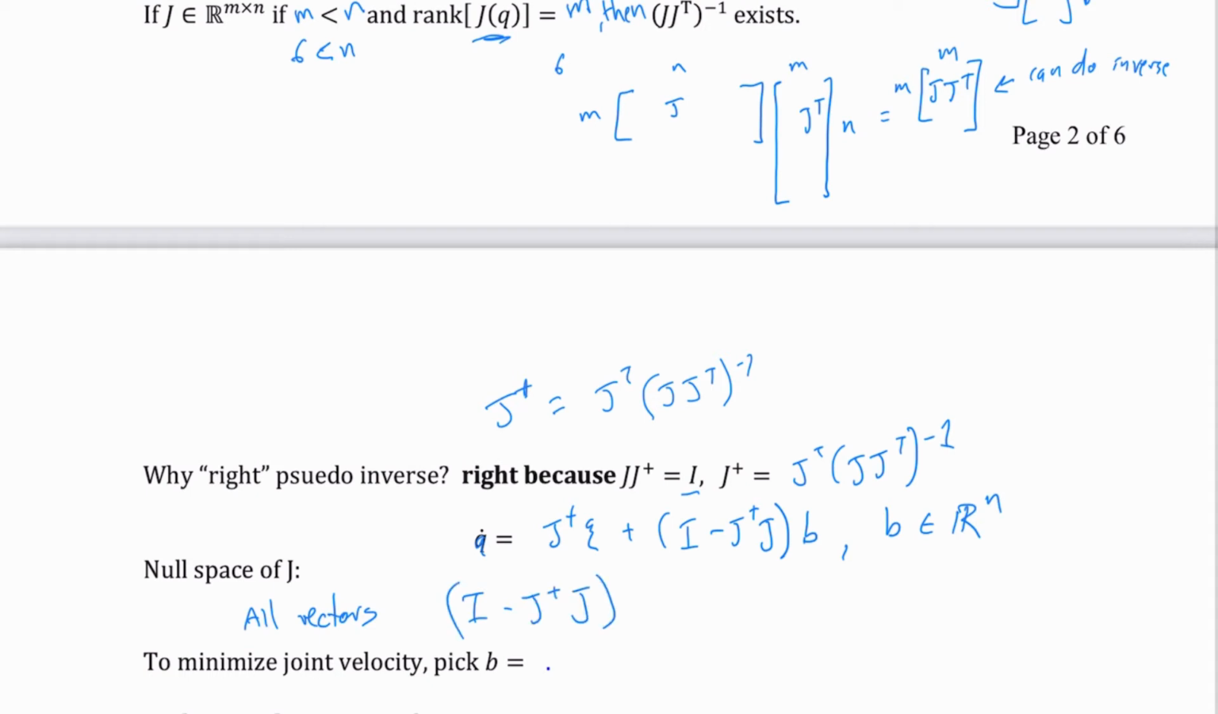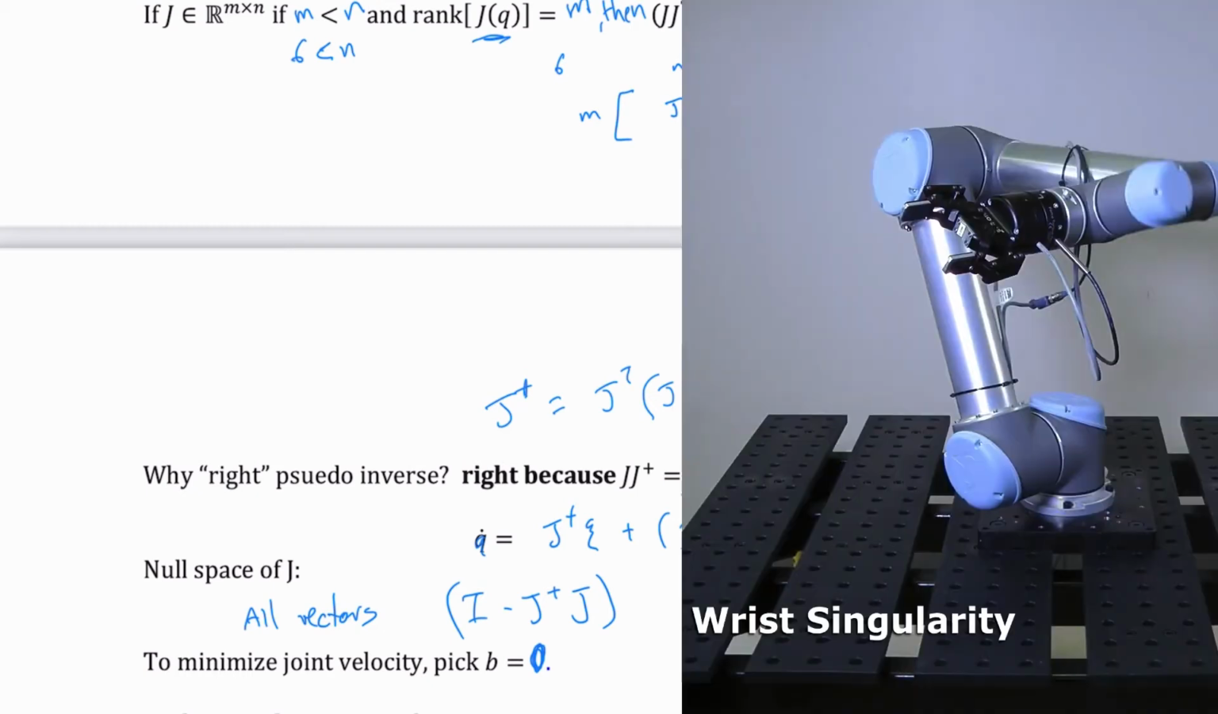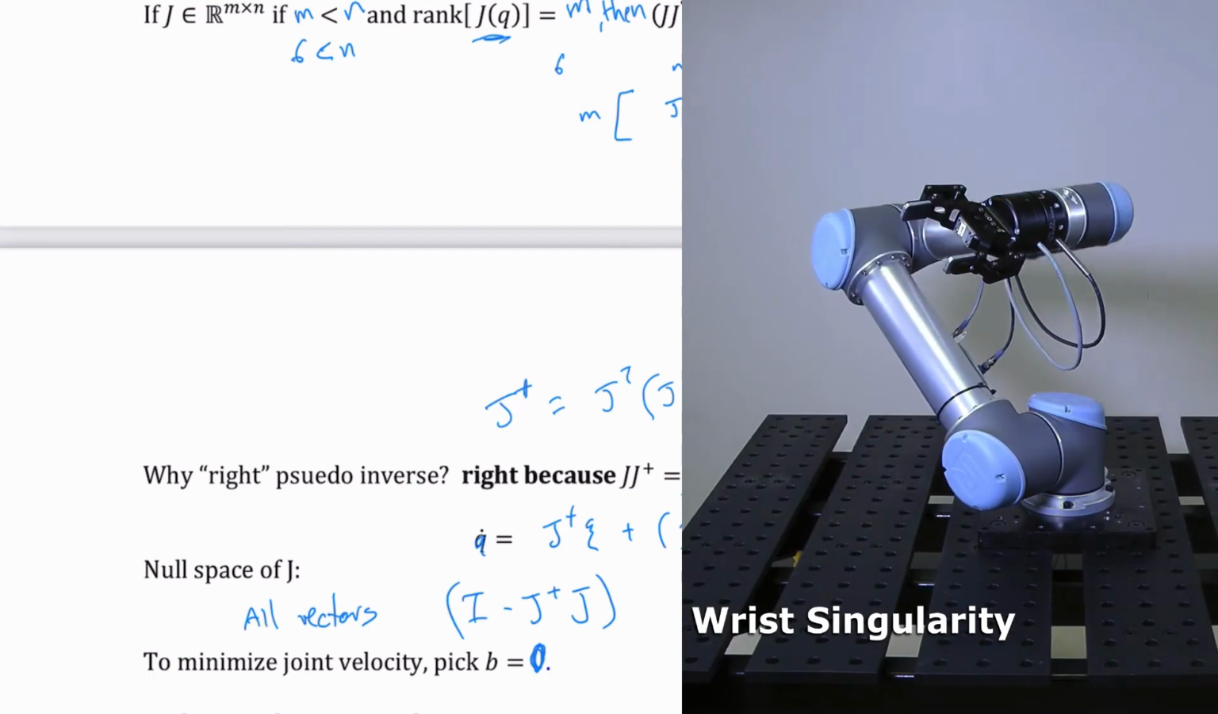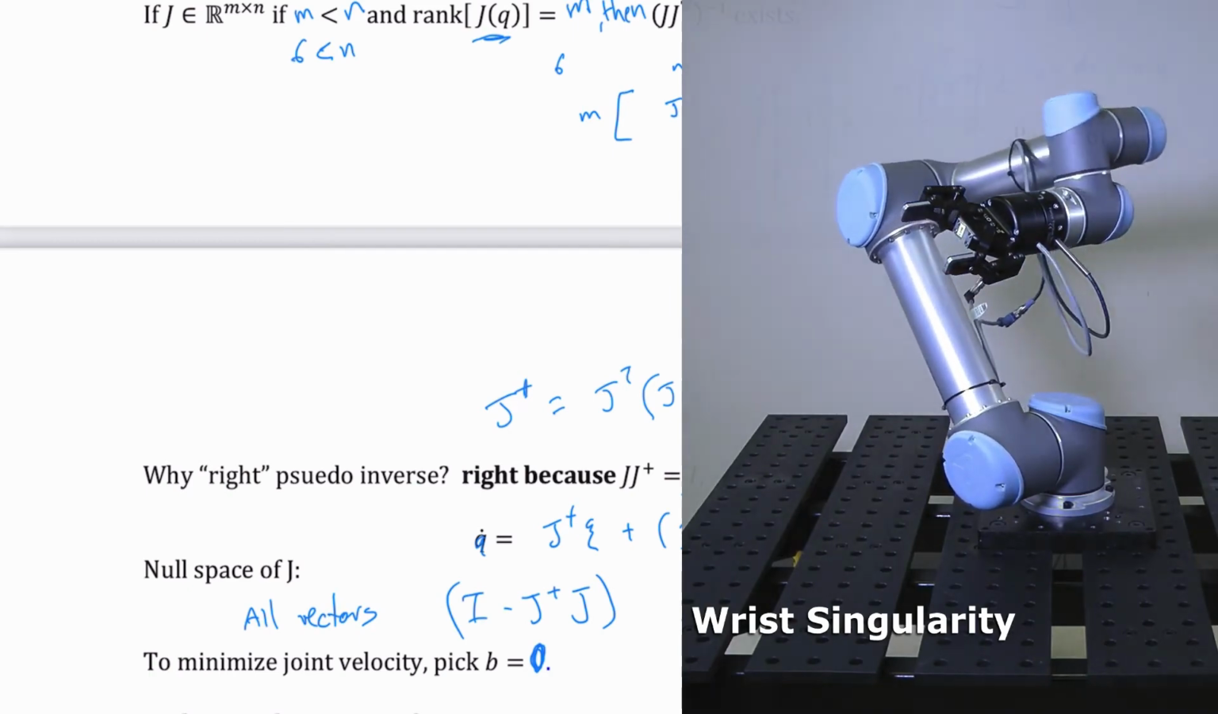However, if we want to minimize our joint velocity, so we have that minimum norm, then we'll just say that b is equal to 0, and this is a bold-faced 0. But anything else in there gives us null space motion. So when you have the end-effector holding still but other joints moving, we're moving in the null space of J. That is given by this pseudo-inverse.